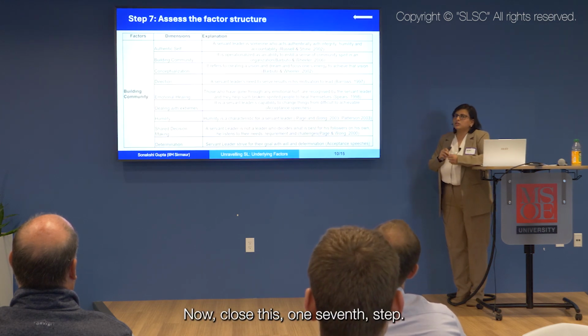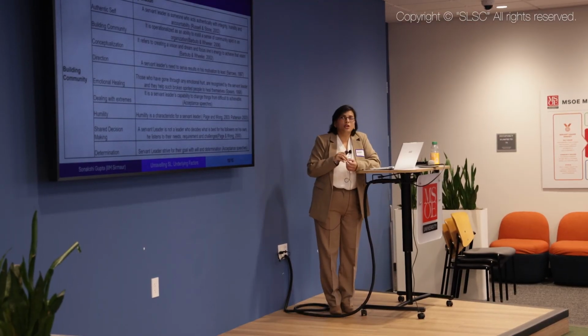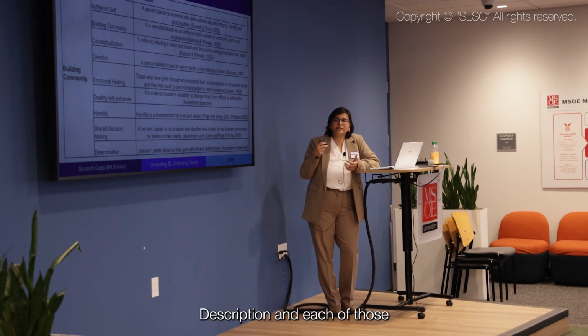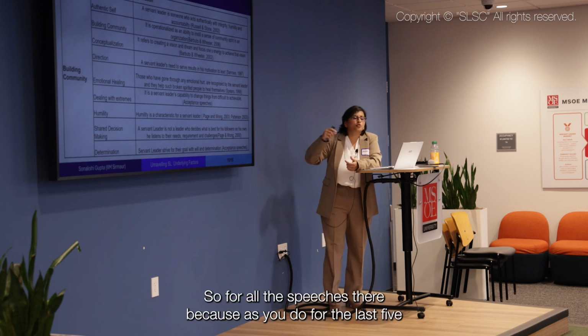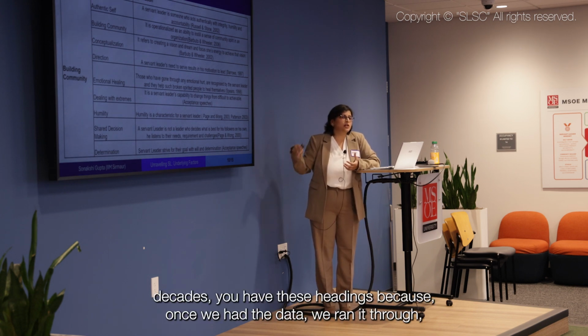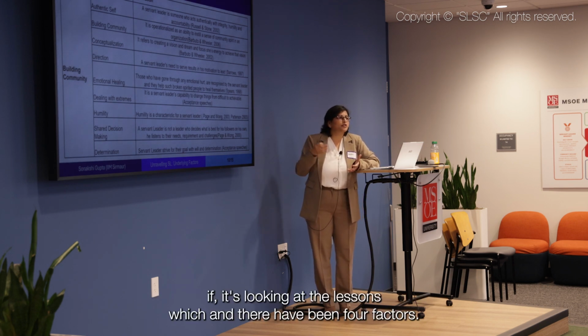Now post this was the 7th step, which is to assess the factor structure. So what we did was, we took the last 5 decades of acceptance speeches of Nobel laureates and we ran them through Diction's standard analysis, and each of those analyses gave us scores for 18 dimensions. So for all the speeches that we were considering for the last 5 decades, we had these 18 scores. Once we had the data, we ran an EFA, exploratory factor analysis, which ended up in 4 factors.